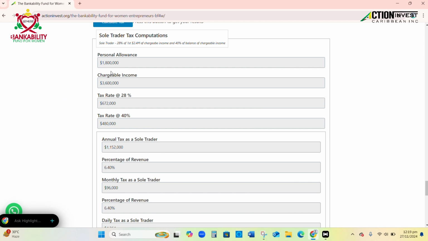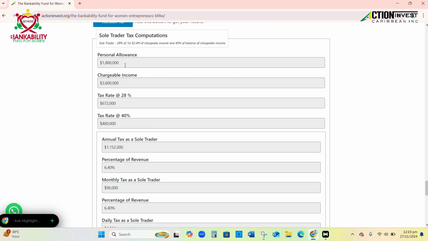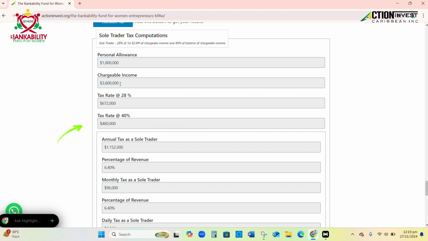Here's the breakdown of tax rates in Guyana. 28% on the first $2.4 million of your chargeable income. 40% on any excess over $2.4 million. For this example, 28% of $2.4 million equals $672,000. 40% of the remaining $1.2 million equals $480,000. Total taxes for the year, $1.152 million.